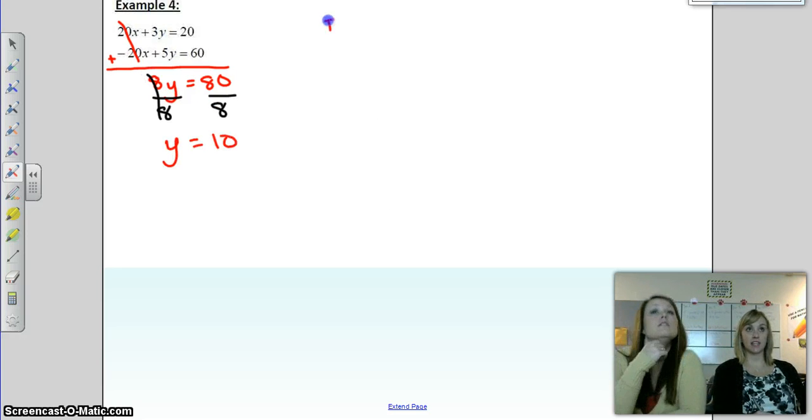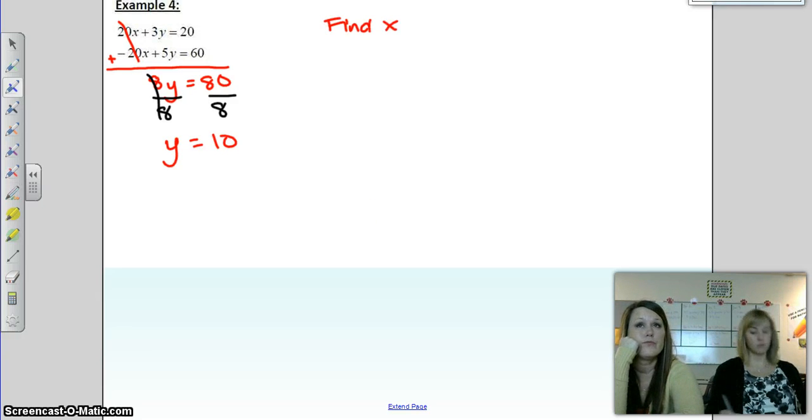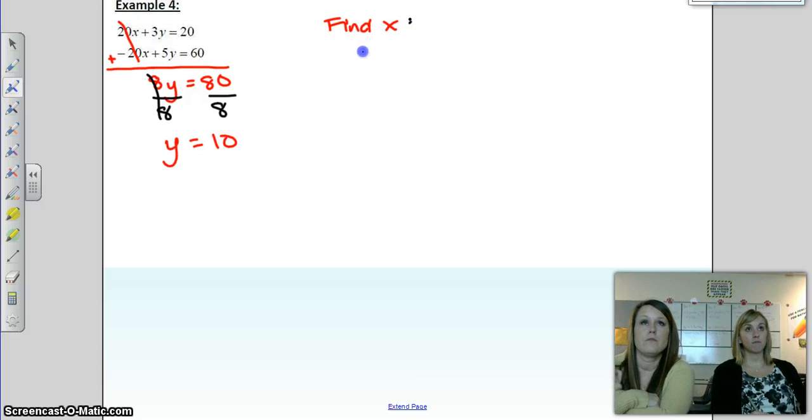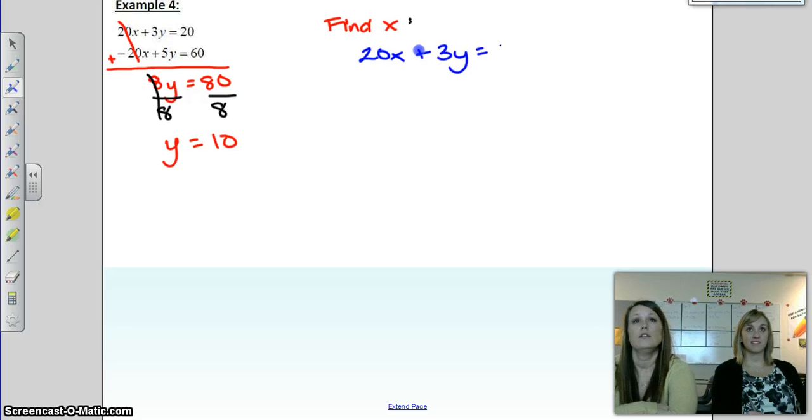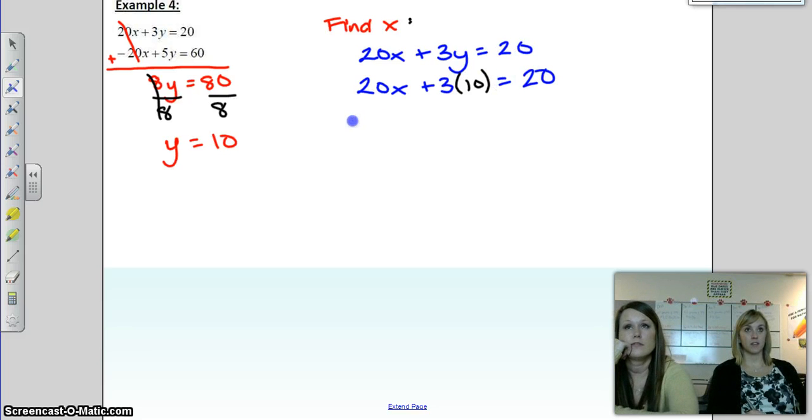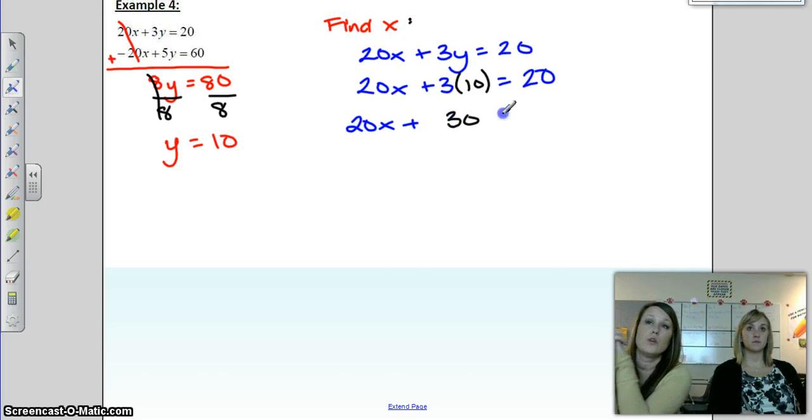Okay, so now I need to find x, right? You do, yeah. We already have the y value. Okay, which one do you want to use? Let's use the top one since there's not a negative in it. Okay, so 20x plus 3y equals 20. Plug in the 10. Oh, find x. Oh yeah, sorry. Yeah, you're good. I don't know what I was thinking there. So 20x plus 30 equals 20.